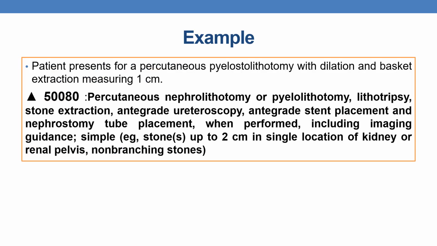Now let us see an example. Patient presents for a percutaneous pyelolithotomy with dilation and basket extraction measuring 1 centimeter. Here the stone is 1 centimeter. So the CPT is 50080. Percutaneous nephrolithotomy or pyelolithotomy, lithotripsy, stone extraction, antegrade ureteroscopy, antegrade stent placement and nephrostomy tube placement when performed, including image guidance. Simple. That is the stone up to 2 centimeters in single location of kidney or renal pelvis, non-branching stone. Here our stone is 1 centimeter. So the CPT is 50080.